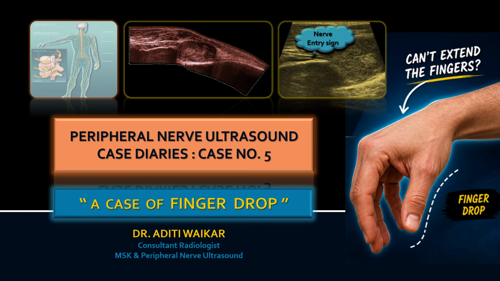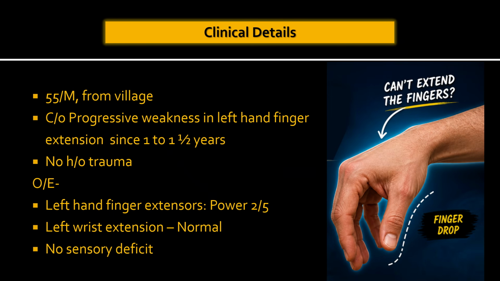Peripheral ultrasound case diaries, case number 5, a case of finger drop. A 55-year-old male from a village presented with complaints of progressive weakness in left hand finger extension since the last 1 to 1.5 years, for which he visited multiple clinical practitioners in his village as well as from nearby towns, but there was no relief. He gave no history of trauma.